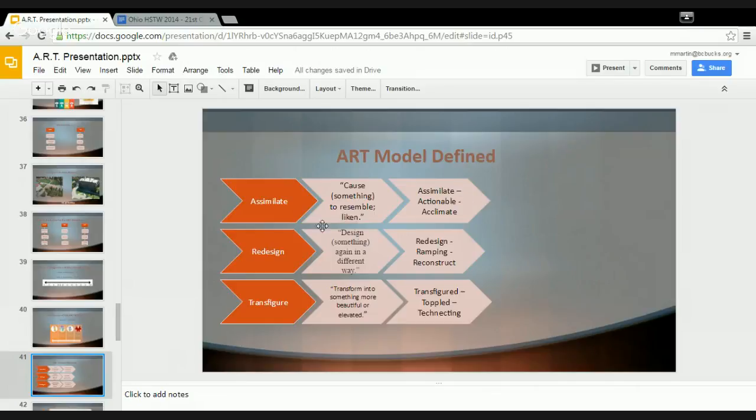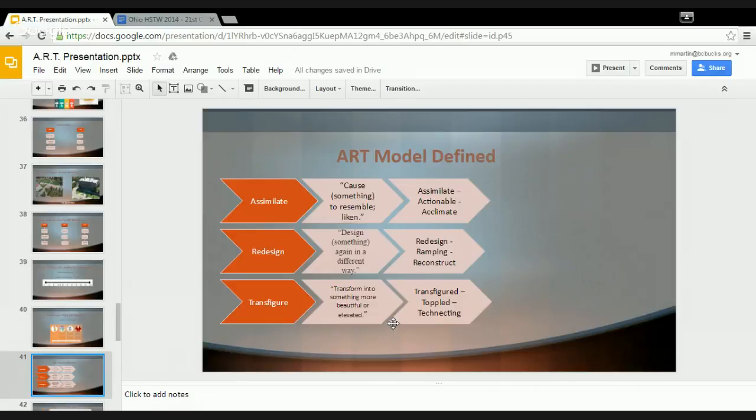Then there's the redesign phase. If you define that, that means to design something again in a different way. So we're going to take a lesson plan and design it again in a different way, using technology to redesign it, to ramp up the technology use, the cognitive consumption as well, and to reconstruct what was happening in our classrooms. And then the last one is transfigure. That's to transform into something much more beautiful or elevated than what it was before.